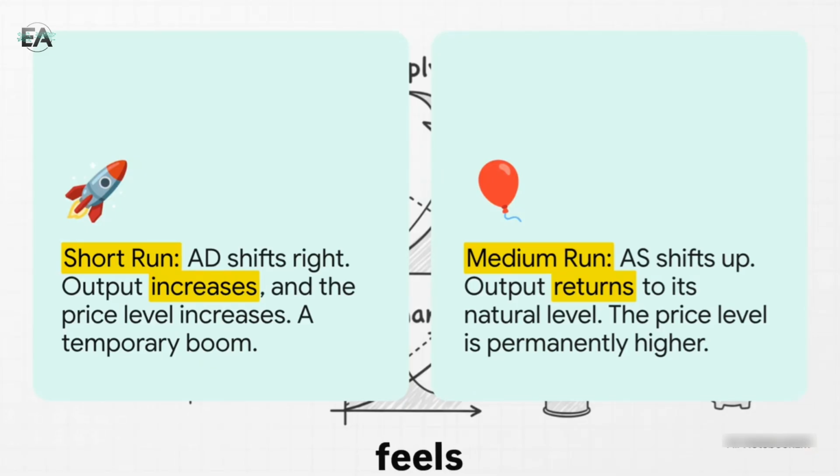In the short run, this feels awesome. Demand goes through the roof, output increases, we get a nice little economic boom. But, as we now know, that can't last. Expectations eventually catch up, the supply curve shifts, and the economy goes right back to its natural output level, but now with a permanently higher price level. The party's over, and all we're left with is inflation.